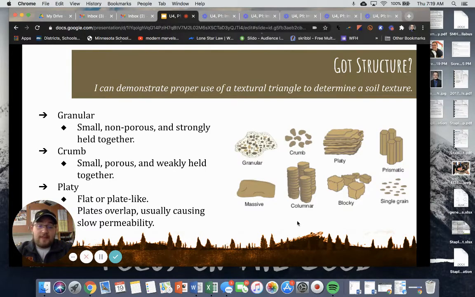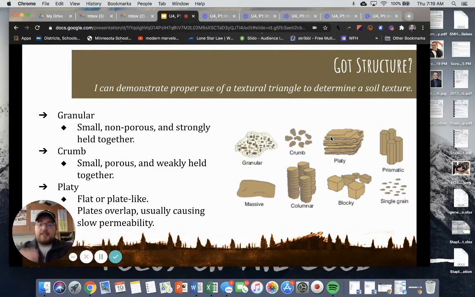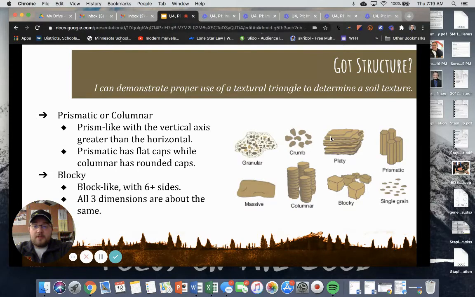Platy is going to be flat or plate-like, right over here. And it's usually going to cause slow permeability because we're stacking our different structures like that. So it's going to take a long time for that water and air to trickle through and become permeable. Still possible, but it takes a lot longer.